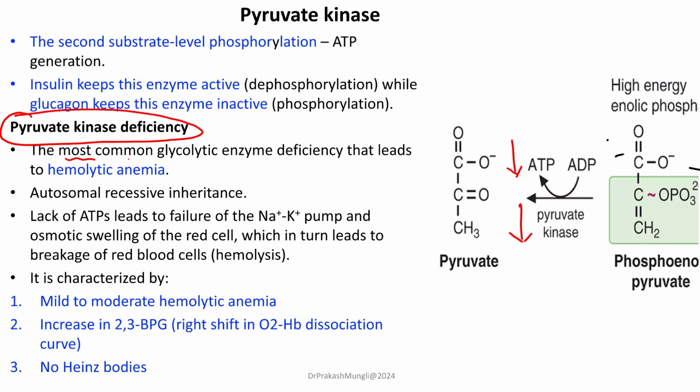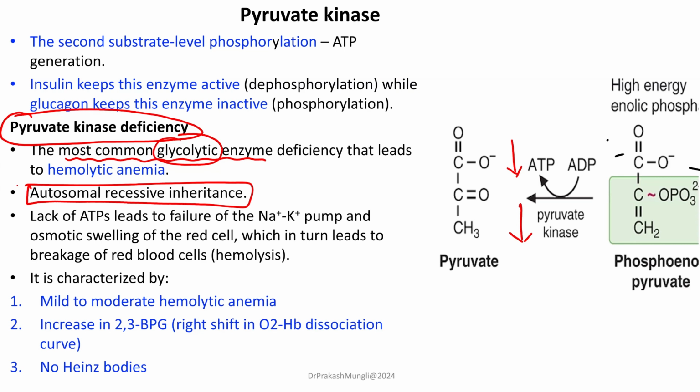It is the most common glycolytic enzyme deficiency. If you are only restricting yourself to the glycolysis pathway, this is the most common enzyme leading to hemolytic anemia. Okay, so it is an autosomal recessive condition. Pyruvate kinase deficiency follows an autosomal recessive inheritance pattern.